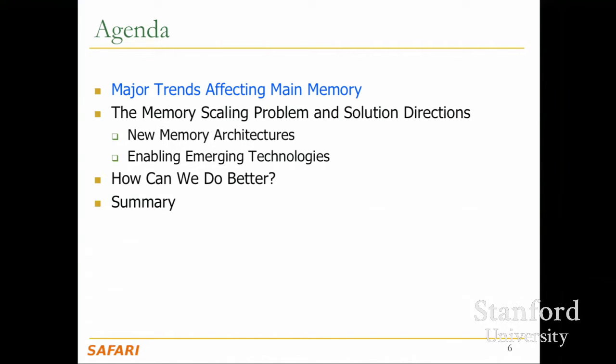And then I'll pose everything as a memory scaling problem and talk about two major solution directions: looking at new memory architectures and enabling emerging memory technologies. And circle back and talk about how we can do better, draw some principles. Hopefully none of this will be surprising, because a lot of them will be applied from some other domains.